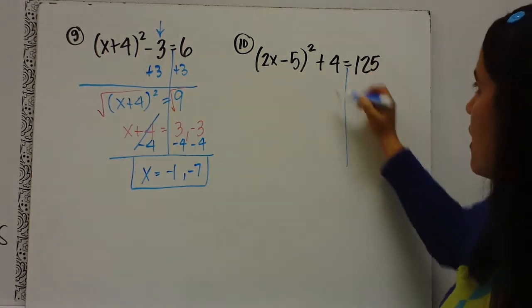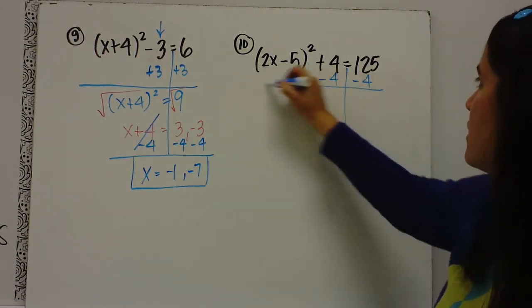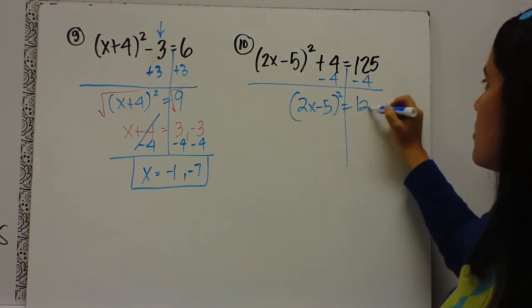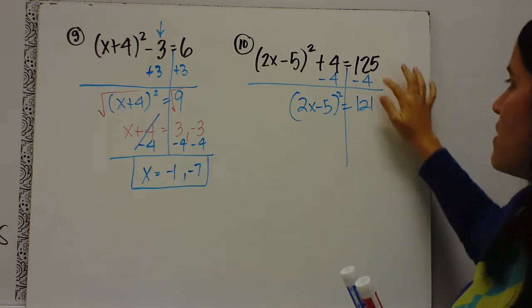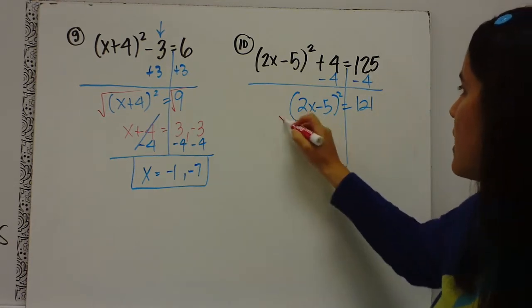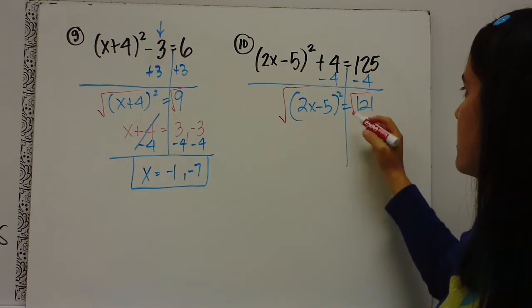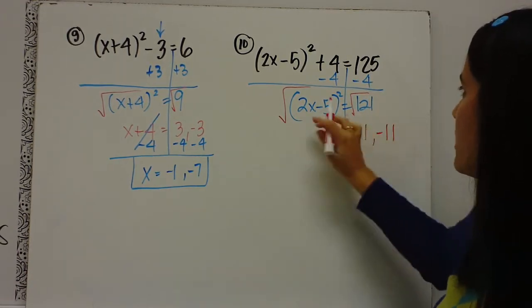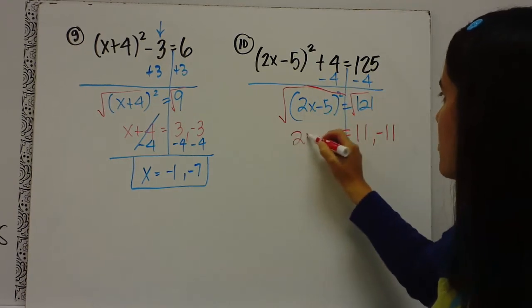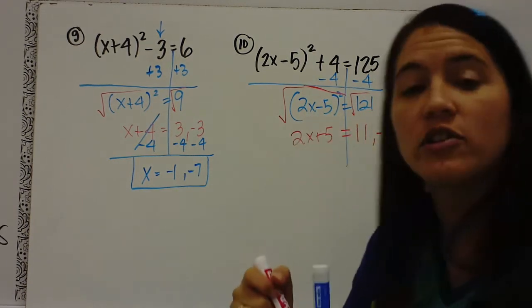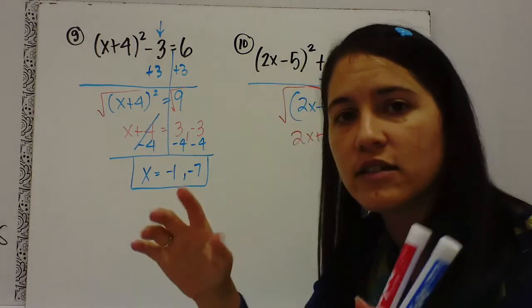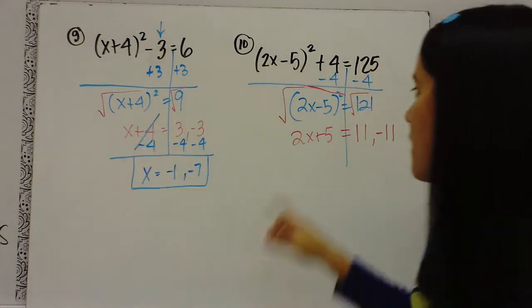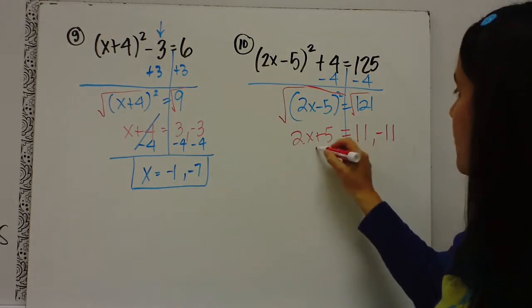Let's get number 10. Minus 4 on both sides equals 121, because 125 minus 4 is 121. I'm going to take the square root of both sides. Square root of 121 is 11 or negative 11. And these cancel, so I'm left with 2x plus 5. Whenever you take the square root of something in parentheses, it cancels, so just that parentheses is left, 2x plus 5 equals 11 or negative 11. I need to subtract 5 from everything.